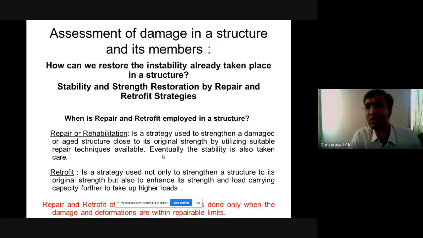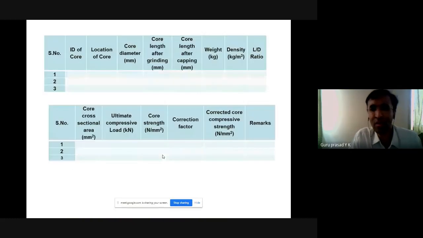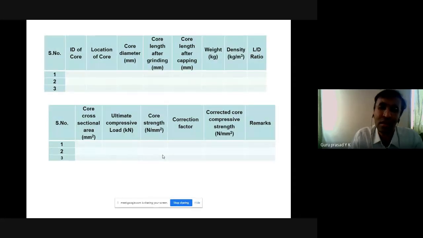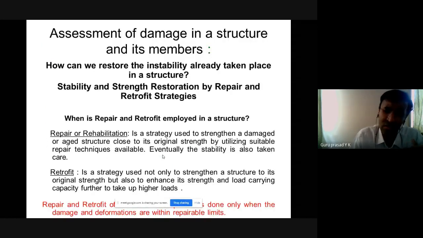I would not go into retrofitting of structures, but I'm just saying why we are doing all this non-destructive testing. It is done in such a way that you extract all this information about the quality or the strength of the concrete. If the strength of the concrete is supposed to be M40 and it has turned out to be M30, you will have to go for repair and rehabilitation measures. You can't demolish that concrete column.